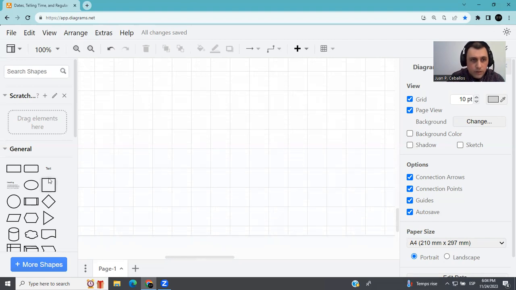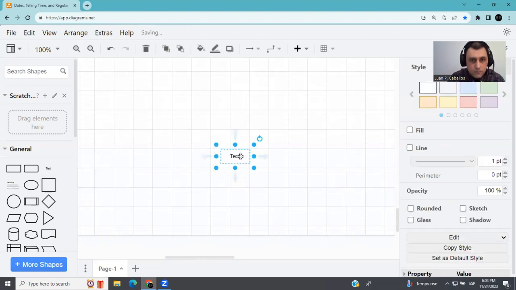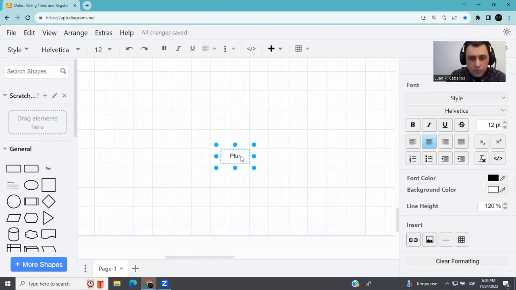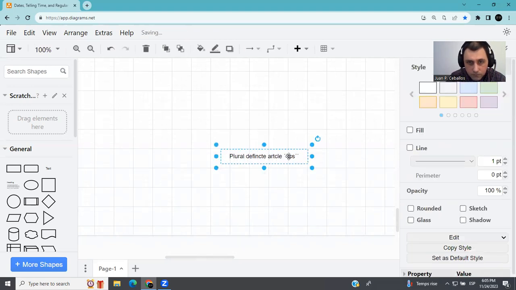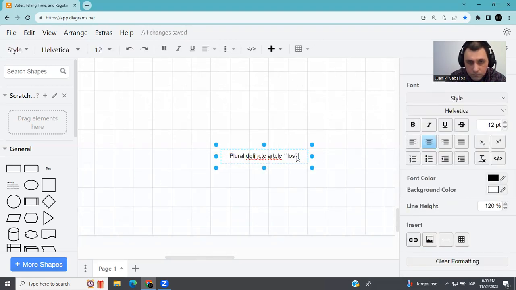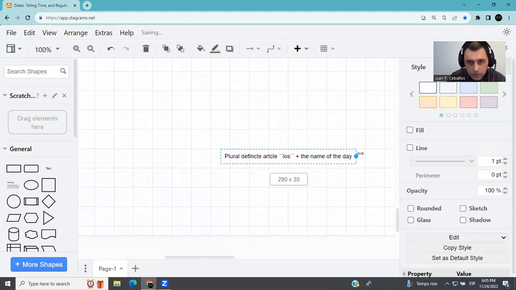We use the plural masculine definite article los, plus the name of the day. So I'm going to put it here. Plural definite article los plus the name of the day. That's how we use it in Spanish.